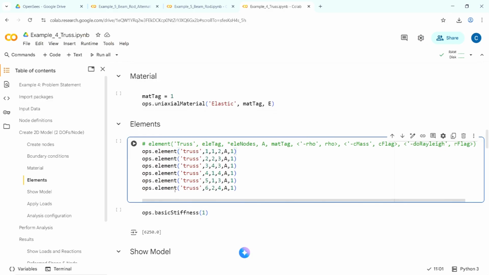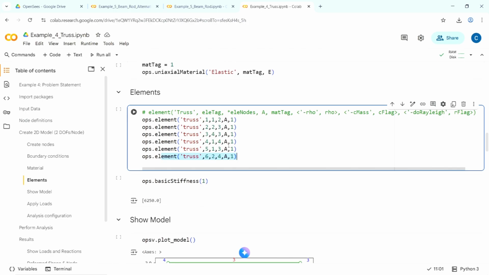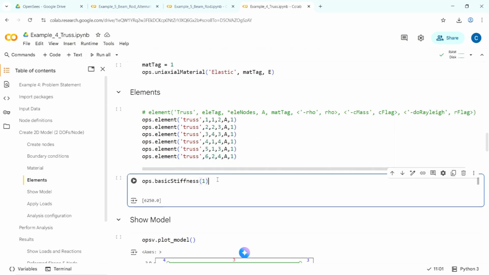Similarly, all other elements. Let me explain this element 6. What is element 6? It is going from node 2 to 4. So, this is my element 6, going from this node to that node. Local x is in this direction, as I have shown here, and this is the local y, it is rotated. Okay. So, similarly, you create all the elements. Now, if you get the basic stiffness, what should you get? You should be getting only a scalar value, as we have seen earlier, because this is A by L. So, basic stiffness for element 1 is 6250. You do A by L, you will get the same number.